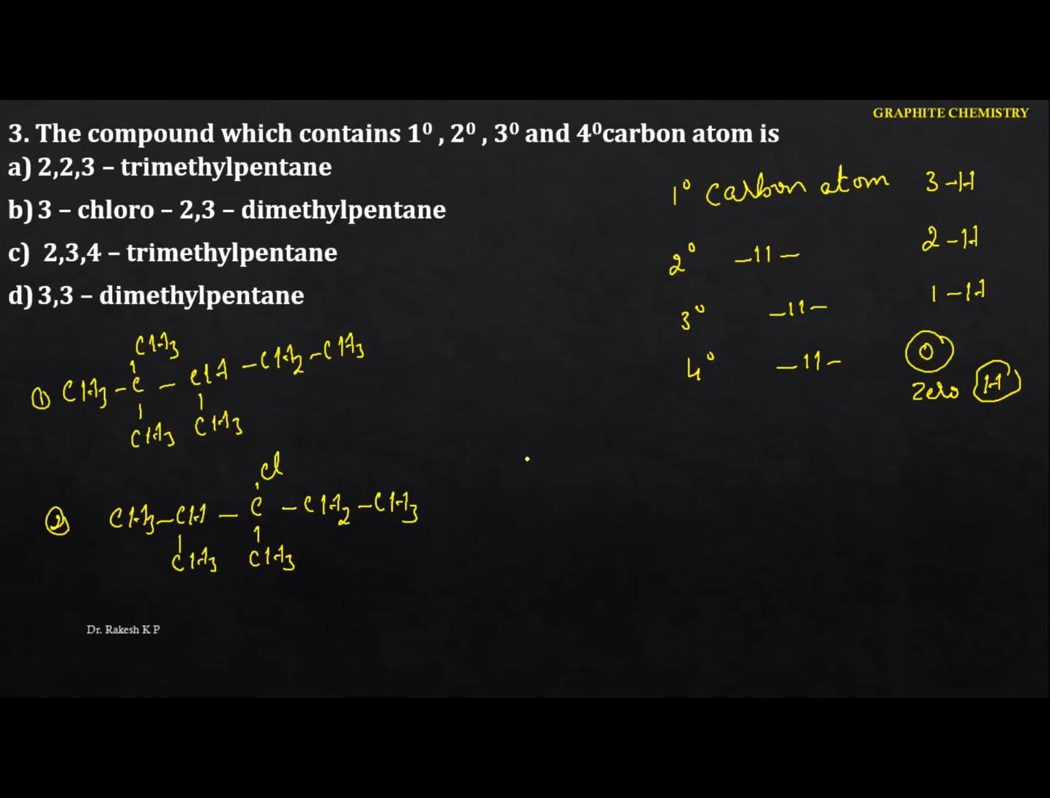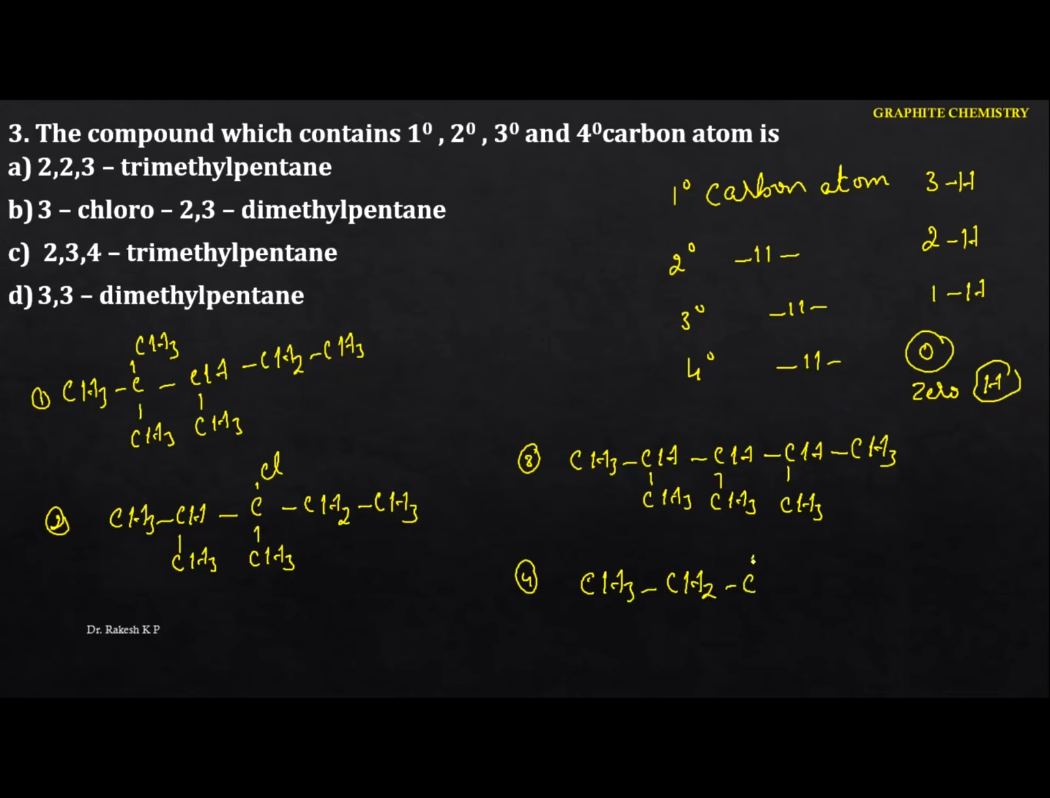Okay, and next I'm going to write the third one here, that is 2,3,4-trimethylpentane. So CH3, in the second position we have a methyl, in the third position also a methyl, and in the fourth position also a methyl. And again we have CH3. See the fourth one here, the last one, 3,3-dimethylpentane. So 3,3, that is in the third position we have methyl, 3,3-dimethyl, pentane. So this is the structure.